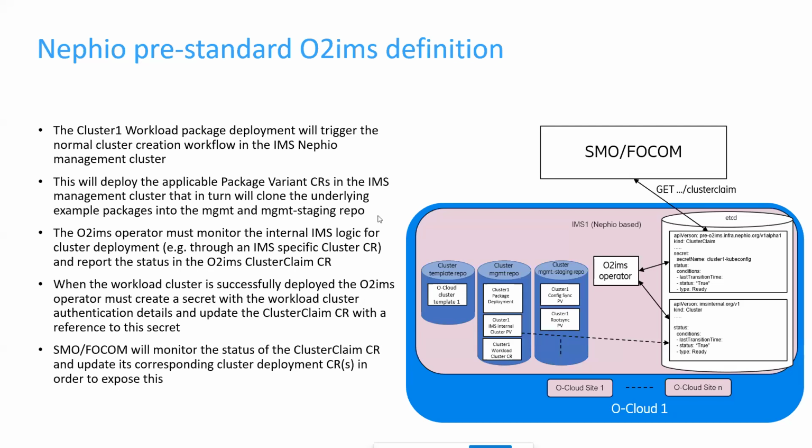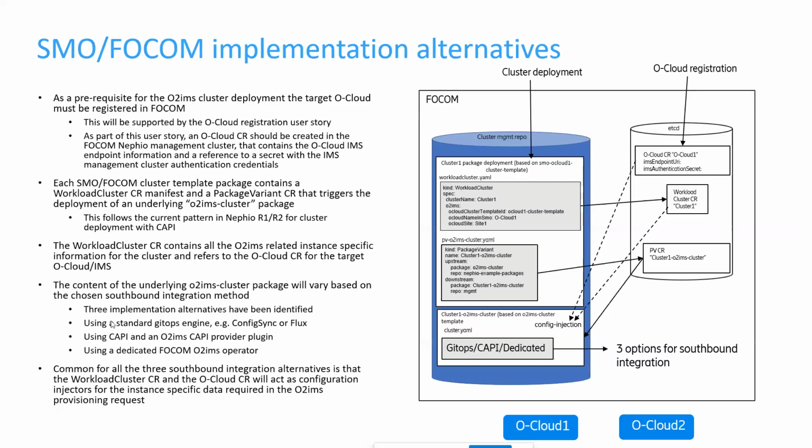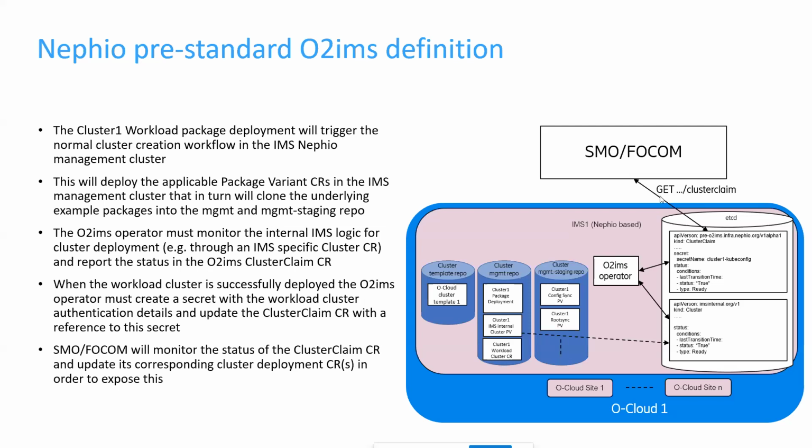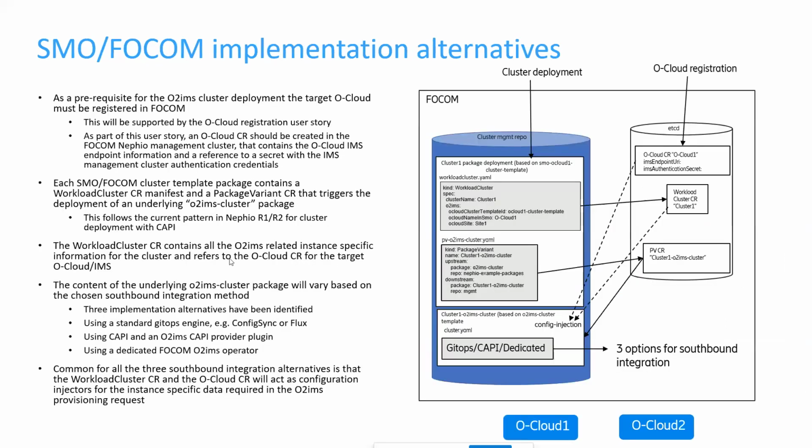So what I have added also now, these were the slides I've done for the IMS side. So basically we have covered that now. That is very good. Thanks for all that input. So what I have then is 3 alternatives for how the FOCOM side should be done, in order to integrate towards this interface and also do all the things we said now about triggering the watchers and monitoring the status of the cluster claim and so on.